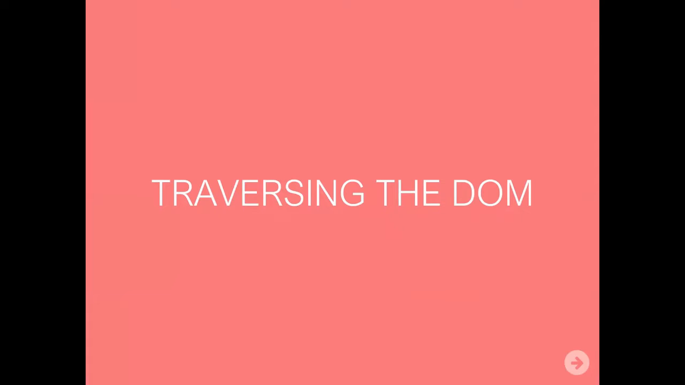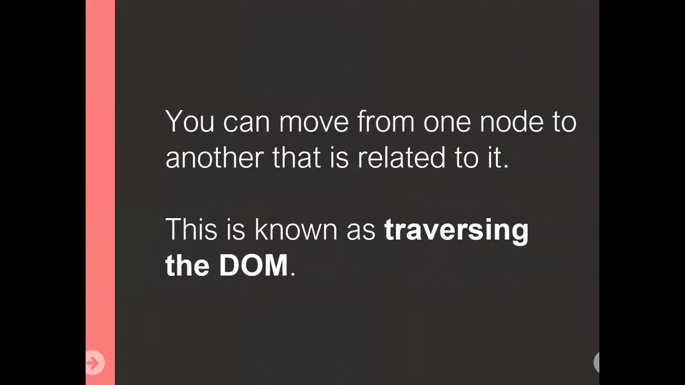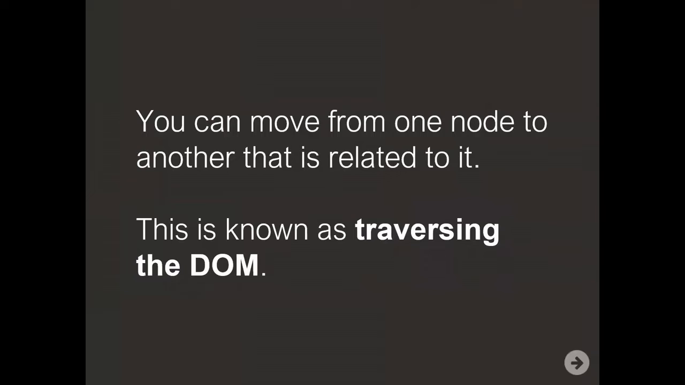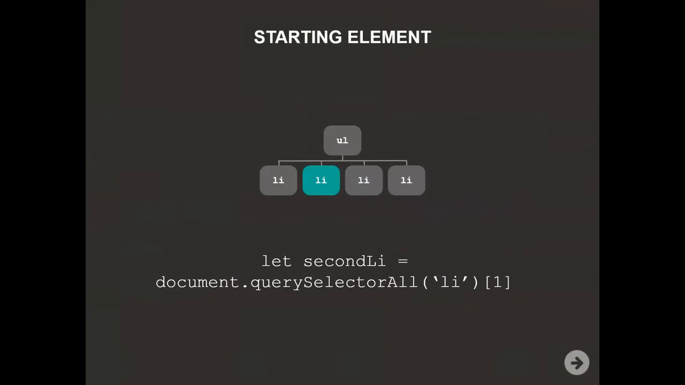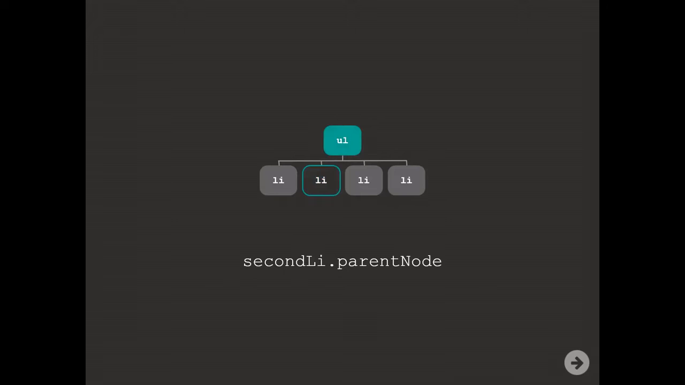All right, so we can traverse the DOM tree using some methods and properties in the node object. Traversal means we can move from one node to another. Now let's see. If we are starting at this element, the second Li in the children list here, first of all, we need to access it. We need to have a starting point. Now what can we access from there?